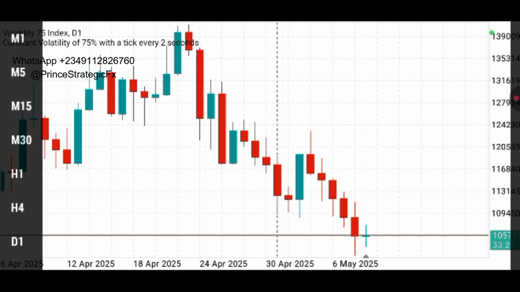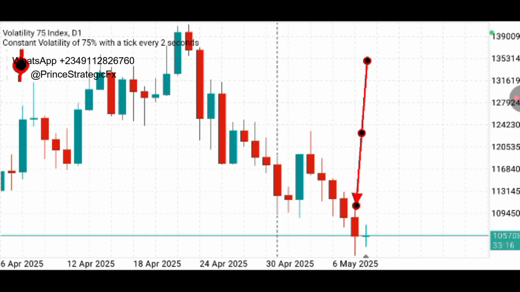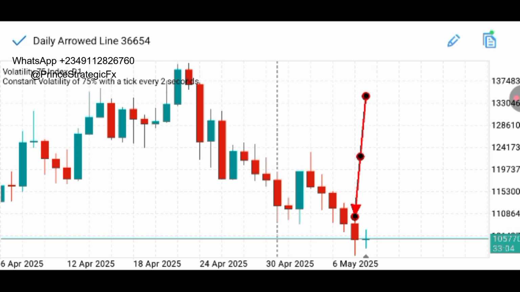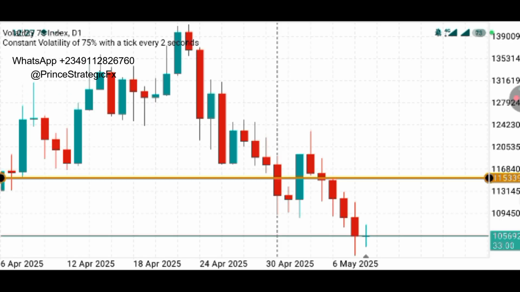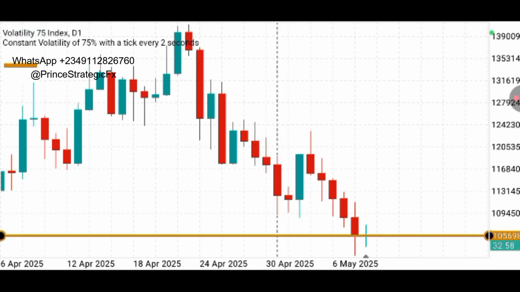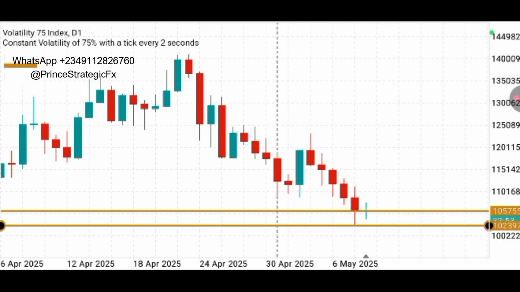So here on the daily time frame, we are going to be picking our previous daily candle, which is this one, and we are going to be picking the close of the day, which is here. And you see this one has a wick, right? So we are going to pick both: the close of the day, and also the tip of the wick.